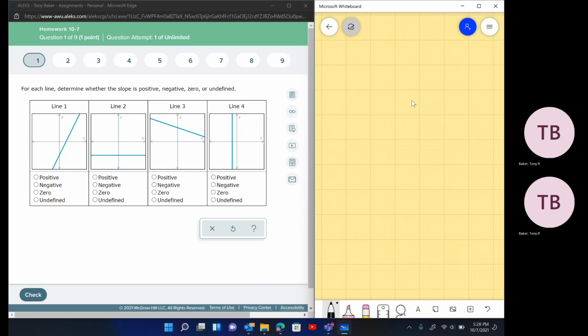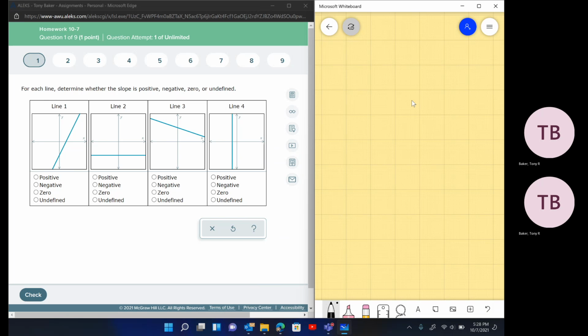When we're reading a graph, you read your graph just like you read. You read from left to right, okay? So when we're looking at a graph, we're looking at it that direction. So if it's going up from left to right, it's positive. If it's going down from left to right, it's negative. If it doesn't change going left to right, it is no change, or it's 0, okay?